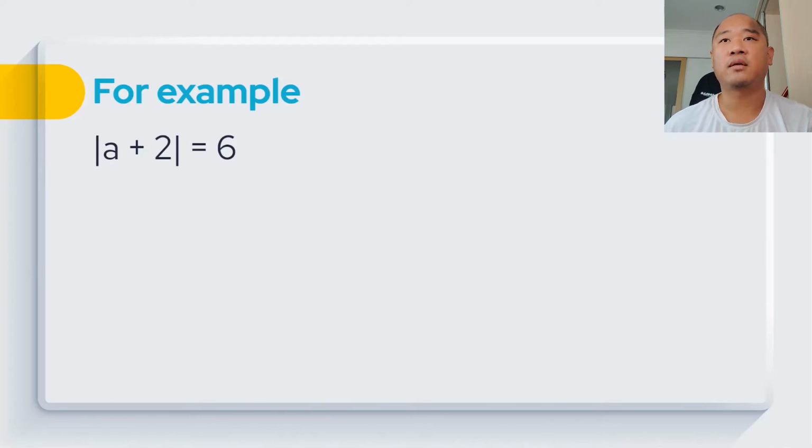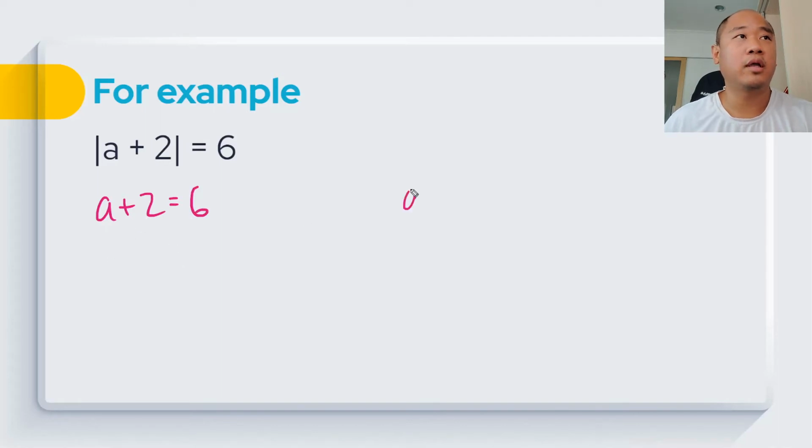Essentially, what we're saying is that whatever a plus 2 is, the absolute value is going to be a positive number, right? So the absolute value of a plus 2 is going to equal 6. But a plus 2 could equal 6, or a plus 2 can equal negative 6, and that would still be true, because if a plus 2 equals negative 6, you take the absolute value of negative 6 and you get 6, right? So we have to solve for both cases.